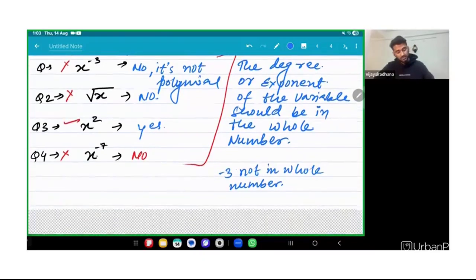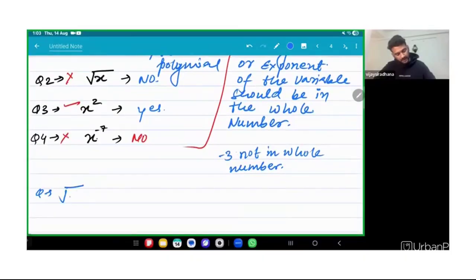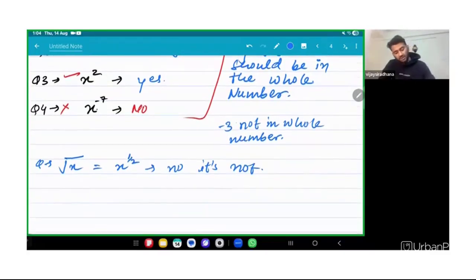In the same way, in question number 2, it is the root of x, which is nothing but x to the power of 1/2. And is 1/2 a whole number? The answer is no, it's not. And now question number 3, yes, it's a polynomial because 2 comes under the category of whole numbers. And x to the power of -7 is not a polynomial because -7 doesn't come under the category of whole numbers.